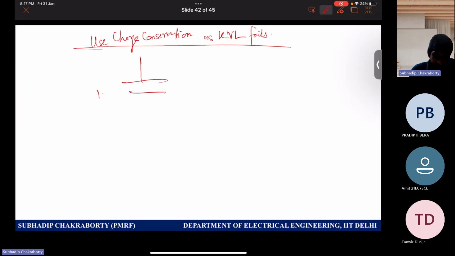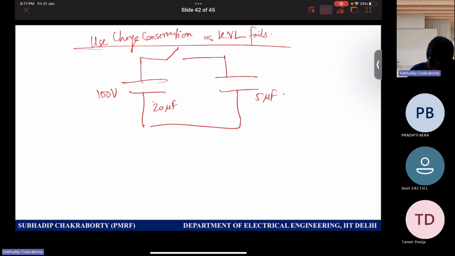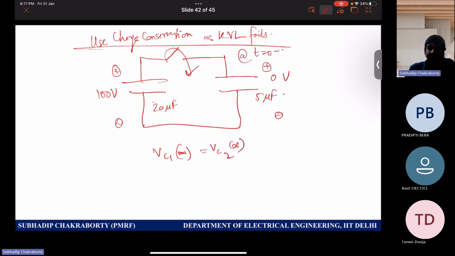So now you see this is 100 volts initially and the switch is on, but the strength is 20 microfarad and the 5 microfarad capacitor is here, which is uncharged at 0 volts. This is the situation at t equal to 0 minus. Now I turn on the switch. How will the charge split? Charge will split, but the voltage should be equal at infinity. This is a law. Voltage should be equal finally.